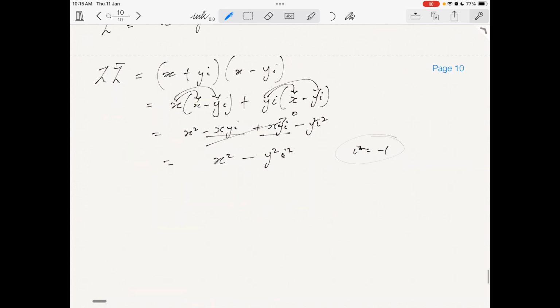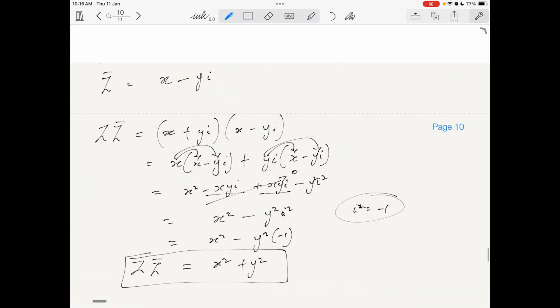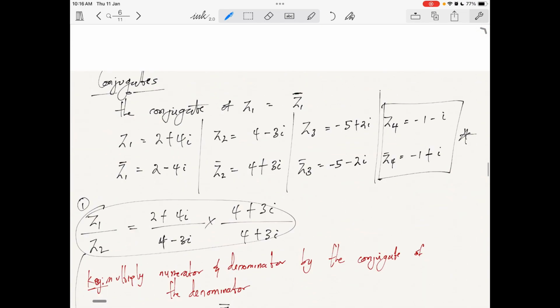Now recall that i squared is equal to minus 1. Let's substitute the value of i squared. So we have x squared minus y squared into minus 1. So x squared minus y squared multiplied by minus 1 will give us plus y squared. So the product of a complex number with its conjugate is the sum of the squares of the real part and the imaginary parts.